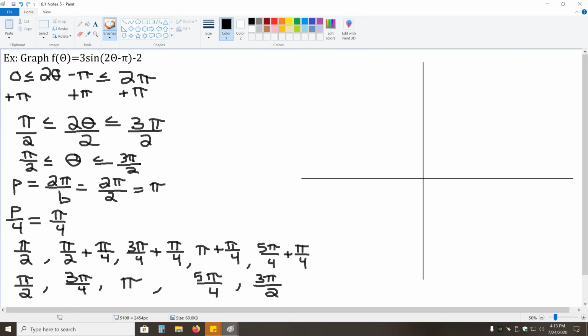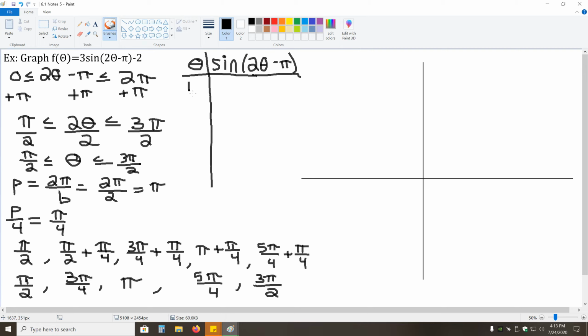We'll do a quick check. Pi over 2, 3 pi over 2, those match the end values of our inequality. That means we've probably done this correct. We know for sure we haven't gotten those two wrong. Okay, so now we'll create our table with our value theta and sine of 2 theta minus pi.